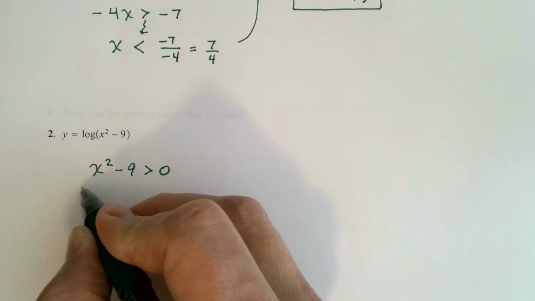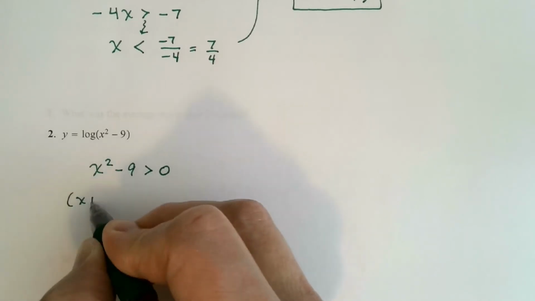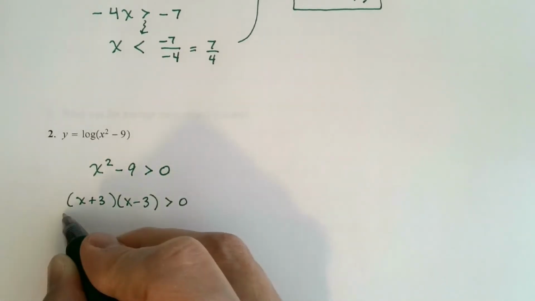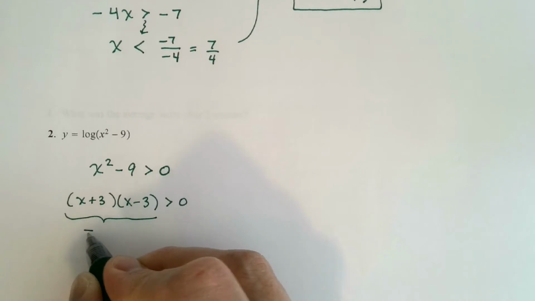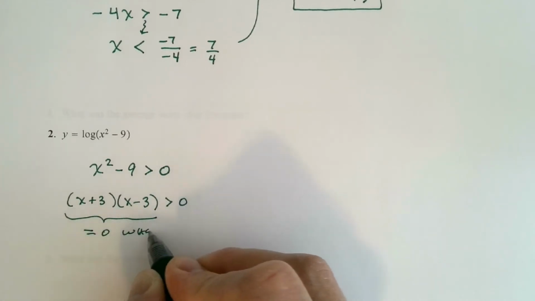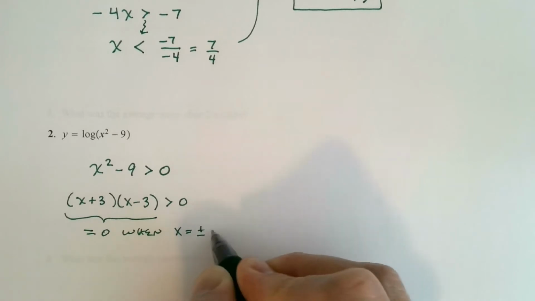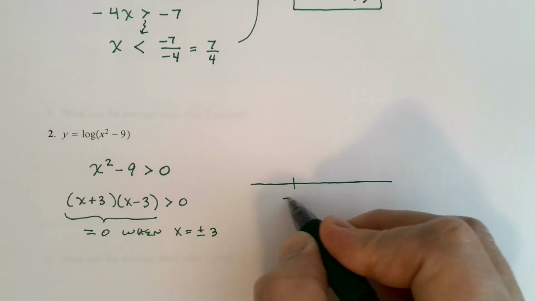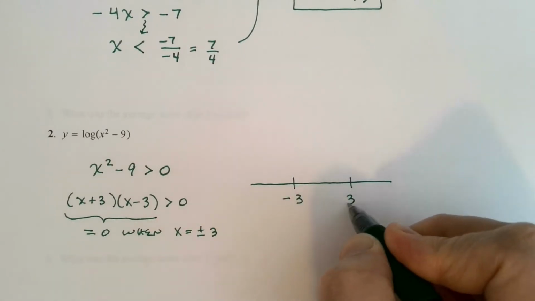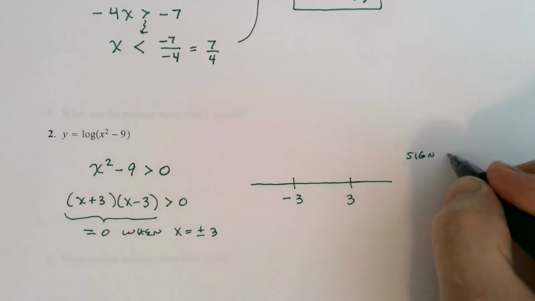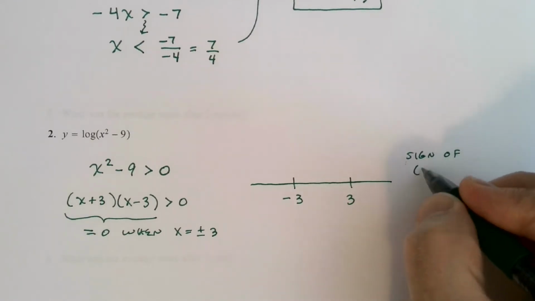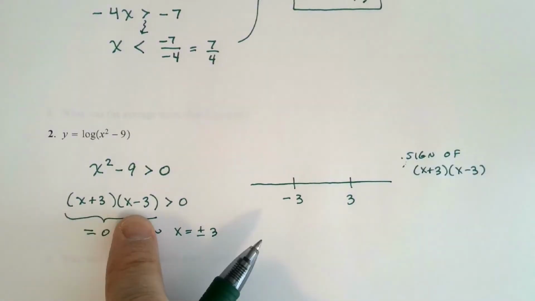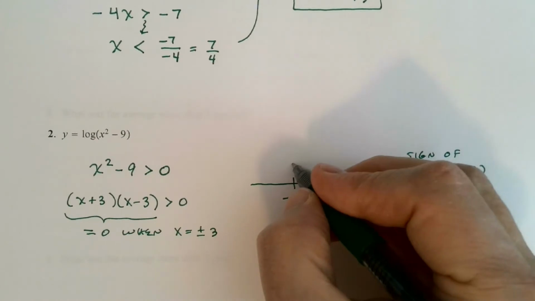So notice this thing here factors, difference of squares. Right? And then what do we say? This polynomial is equal to 0 when x is plus or minus 3. And so what do we do? We do a sign check, right? So we look at the sign of this x plus 3 times x minus 3. So I know at negative 3 and 3 it's 0.